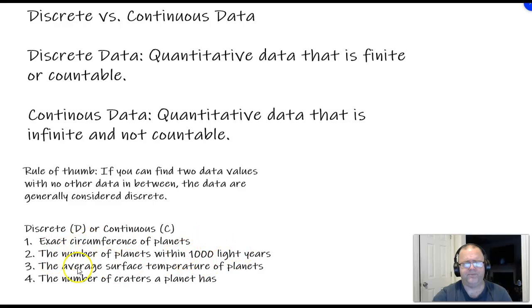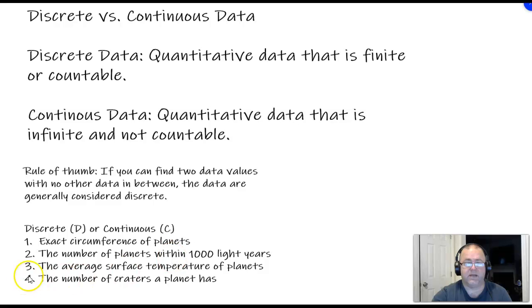All right, the next one is the number of planets within 1,000 light years. Well, think about that one. That one is going to be considered discrete. Why? Because that's countable. That's something that we can count. Let's say we found 5,036 planets within 1,000 light years, right? That's an exact finite amount. And if it's finite, then it's considered discrete.